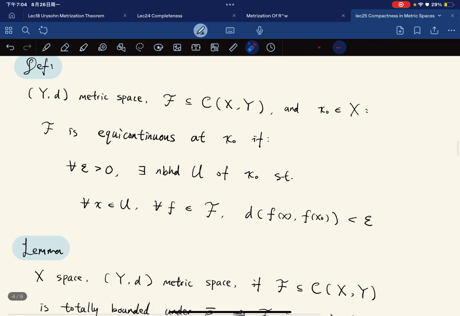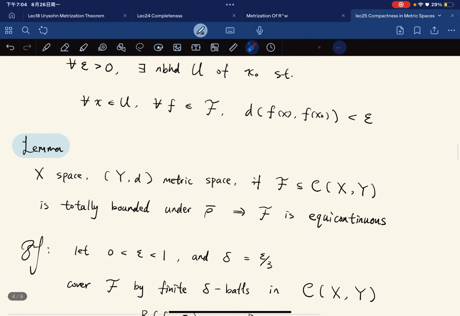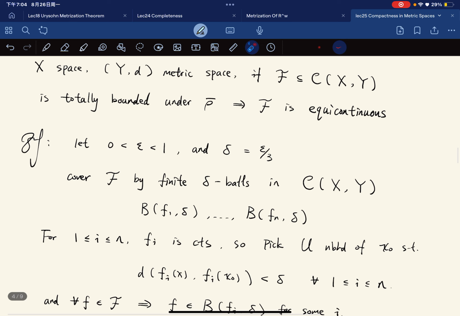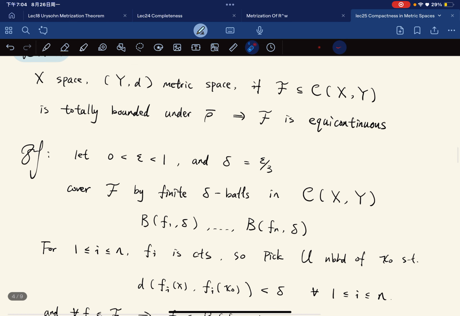It's called equicontinuous, and we have a lemma that, given initial conditions, we say this collection, if it's totally bounded under rho bar, then it is equicontinuous. Okay, so we have a lemma. So let's just prove this lemma. And to prove this lemma, just use the triangle inequality. First, we let epsilon be between 0 and 1, and we let delta equal epsilon over 3.